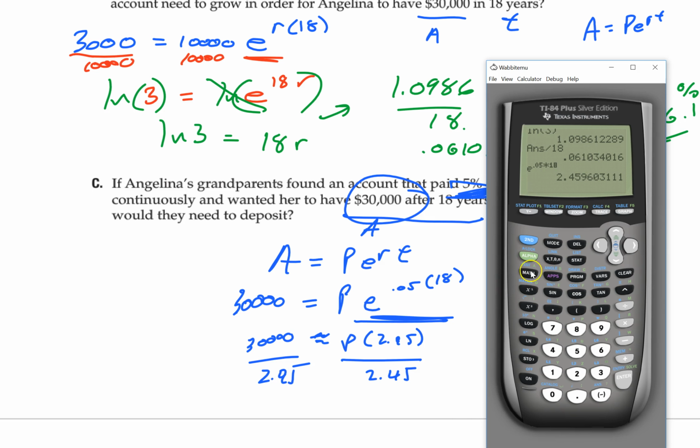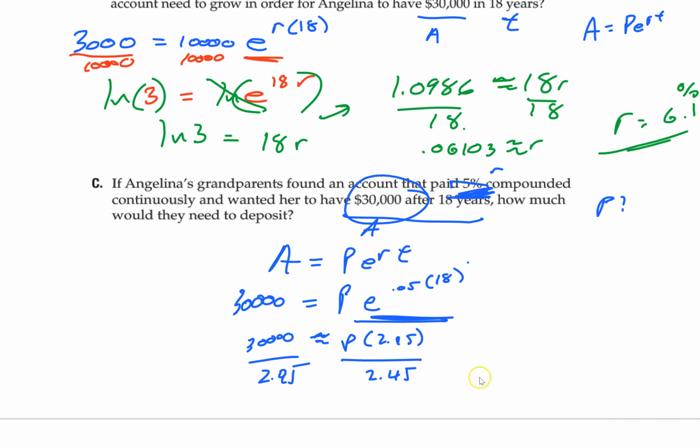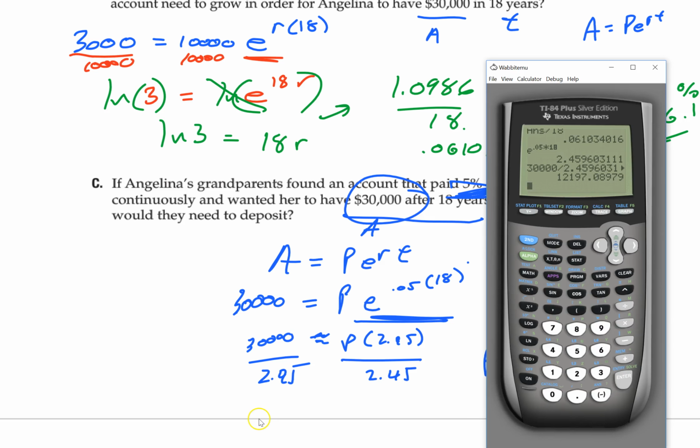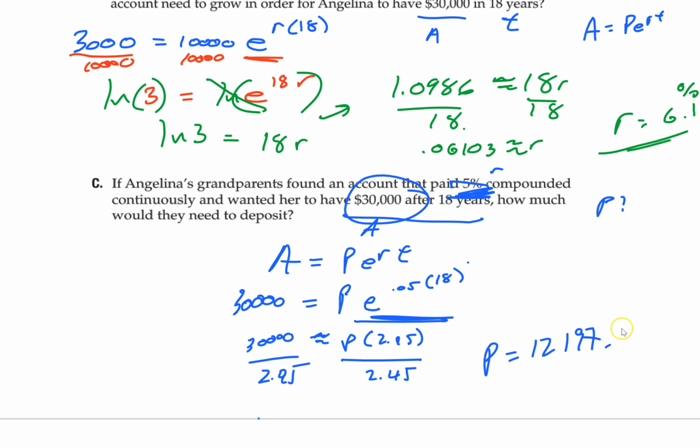30,000 divided by my answer there. So you could just highlight your answer, or you could actually put the second answer. And it'll get you about 12 grand, 12,197. So they need to deposit $12,197, and I think it was 8 cents or 9 cents roughly. So that's how much they should deposit. They want her to have 30 grand at the end. Shouldn't we all have grandparents that helpful? Anyway, that's it.